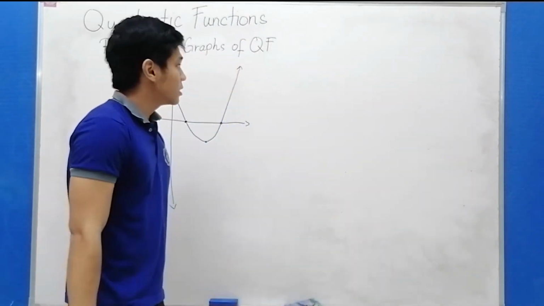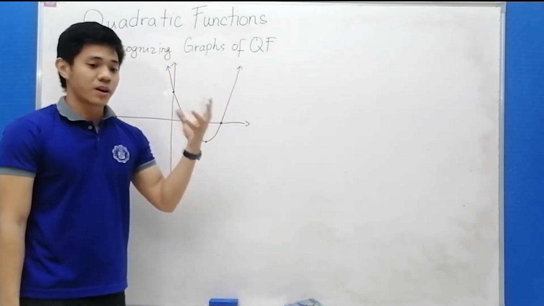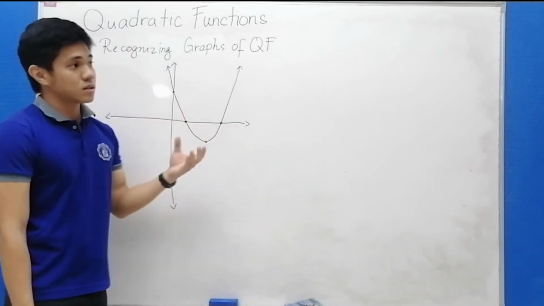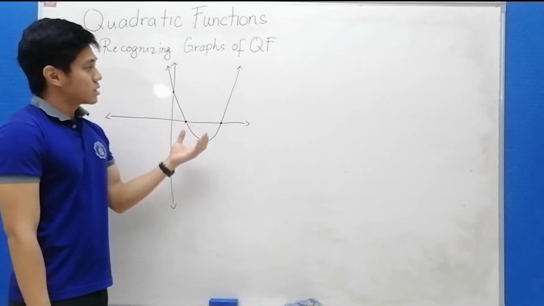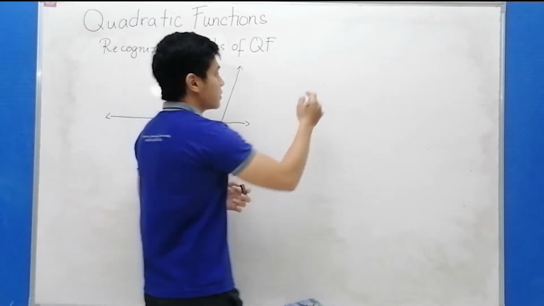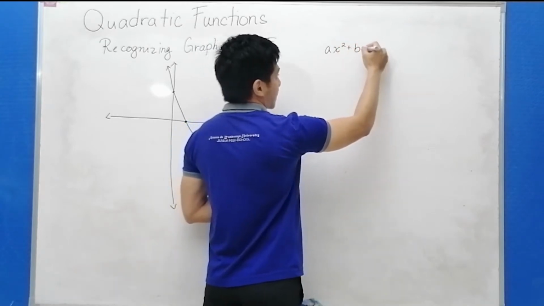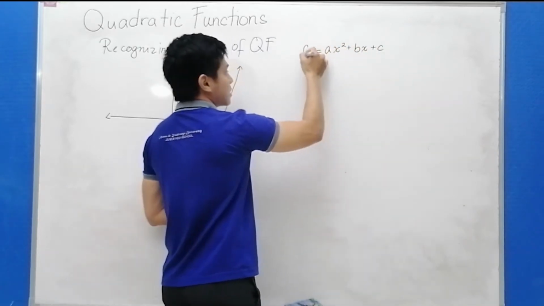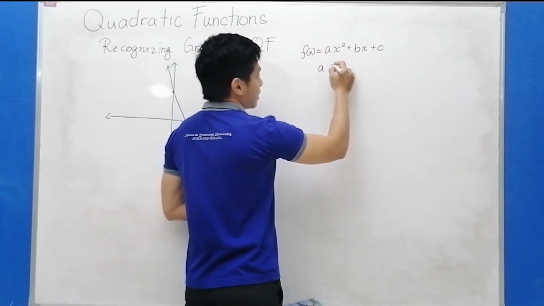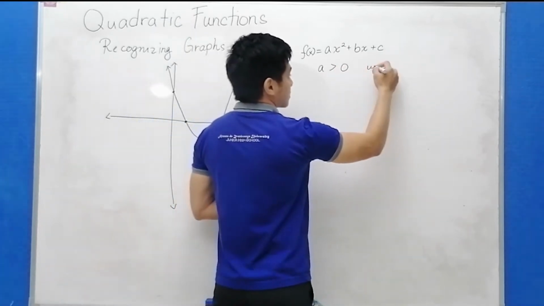In the quadratic function, this U-shape is called a parabola. And then the parabola will either open upwards or downwards, like the examples I was discussing a while ago. So key things that we need to know: if A in the standard form of the function is greater than 0, that means it's going to open upwards.